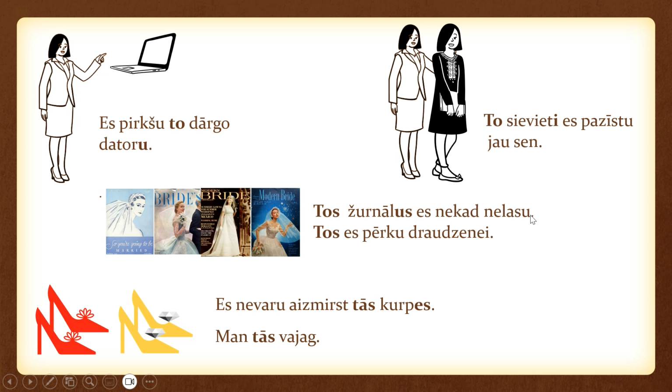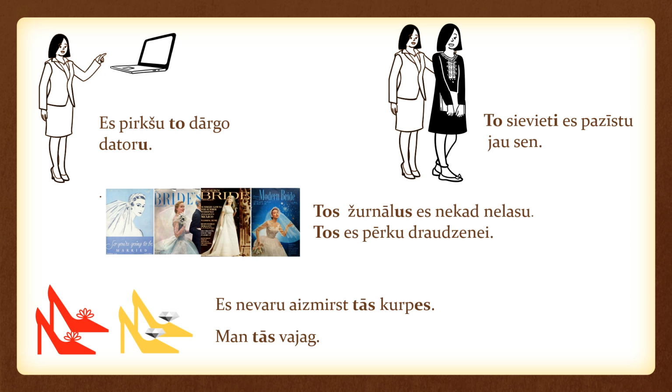Tos žurnālus es nekad nelasu. So those magazines I never read. Tos es pērku draudzenei. See, tos in this sentence reflects back to the žurnālus. I'm not repeating those magazines, I'm buying them for my friend. I'm not repeating žurnālus, and I didn't skip the noun. We're just saying those I buy for my friend, and it's absolutely fine in Latvian. And we do that often. As long as we know what we're talking about, we don't have to repeat the noun. We can simply replace it with the demonstrative pronoun in the correct form.